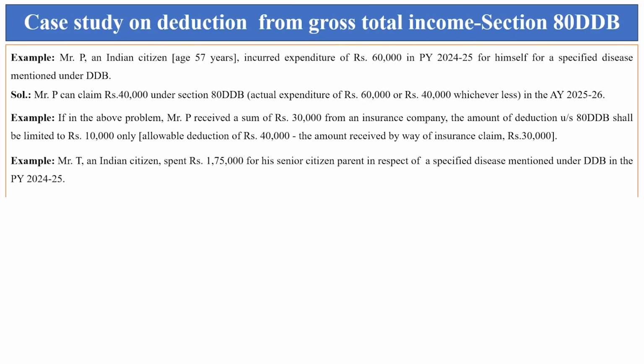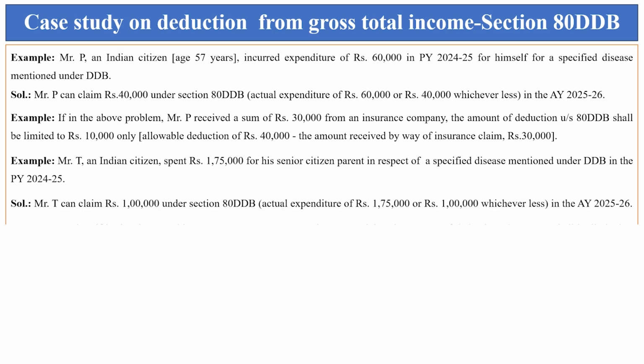Mr. T, an Indian citizen, spent rupees 1,75,000 for his senior citizen parent in respect of a specified disease mentioned under section 80DDB in the previous year 2024-25. Here Mr. T can claim rupees 1 lakh under section 80DDB. The actual expenditure is 1,75,000 or rupees 1 lakh, whichever is less, is allowable as deduction.